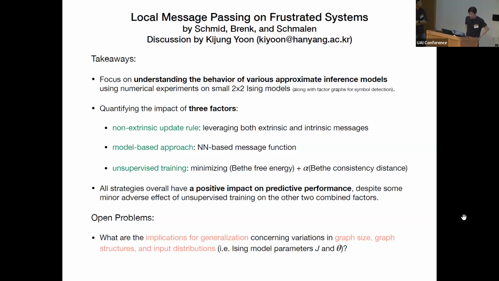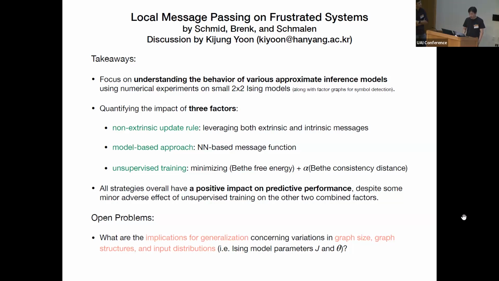All right, so let's dive into some main takeaways from this study. First off, the authors focused on understanding the behavior of different approximate inference models, and they ran some cool numerical experiments on tiny 2x2 Ising models and used vector graphs for symbol detection.